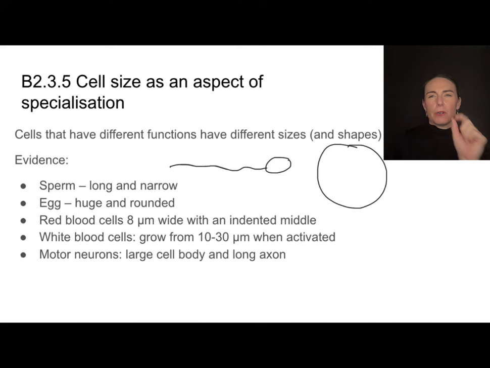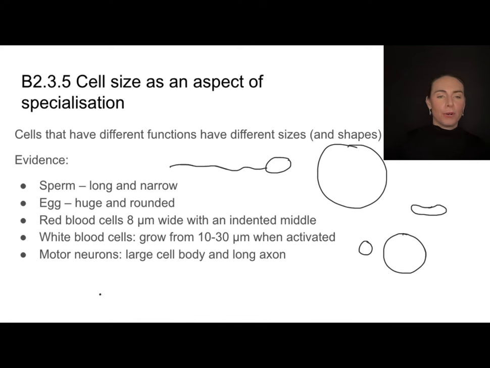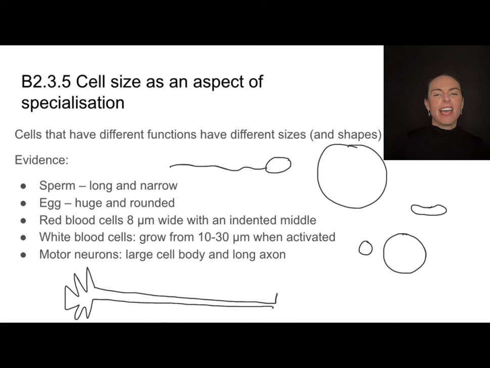Red blood cells are about 8 micrometers wide, and they have this dent in the middle. Again, that's in order to carry oxygen efficiently. White blood cells, these are really cool. They actually grow, from about 10 micrometers to about 30 micrometers when they become activated. And then motor neurons, these are really cool. They have a large cell body and then a long skinny axon.